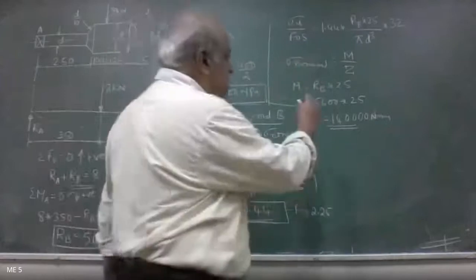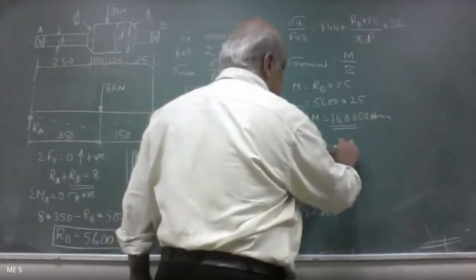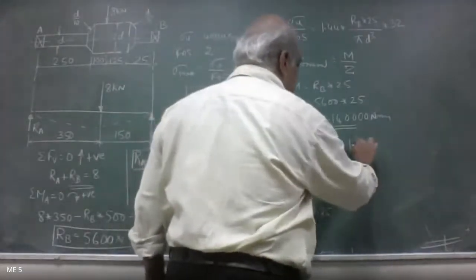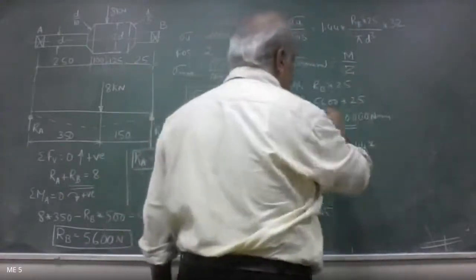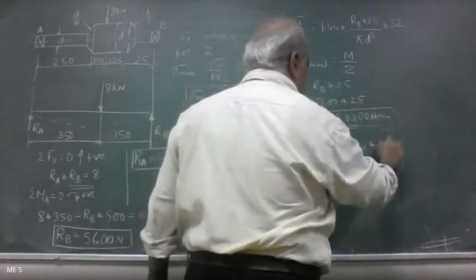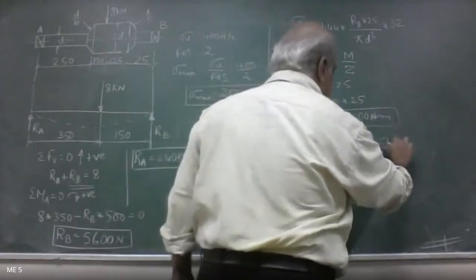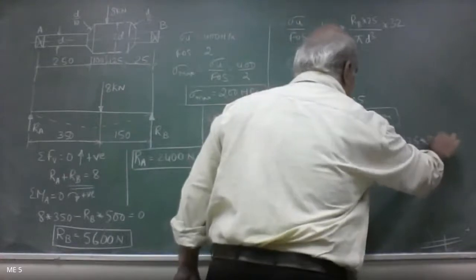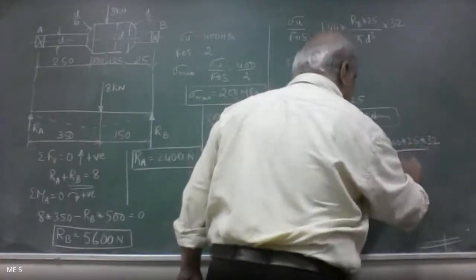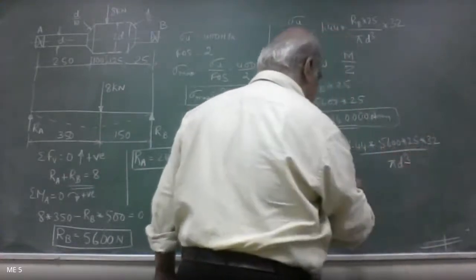Substitute over there. So sigma u by FOS is 200. We know that's equal to 1.44, which is K sigma, into RB into 25, the bending moment over there. Or I directly use RB as 5,600 into 25 mm into 32 divided by pi d cube. So what is the diameter over here?